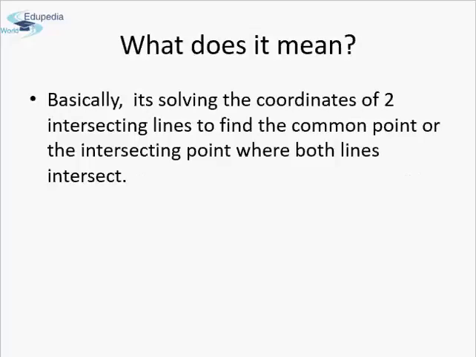So basically it's solving the coordinates of two intersecting lines to find the common point or intersecting point between those two lines. So this is the first thing that we're going to do: if there are two lines shown on a graph and they intersect each other, how are we going to find the common point, that is, the point where those two lines meet? What is the procedure to do that? Now there is a procedure, and the procedure is solving them in terms of an equation or by solving them on a graph.